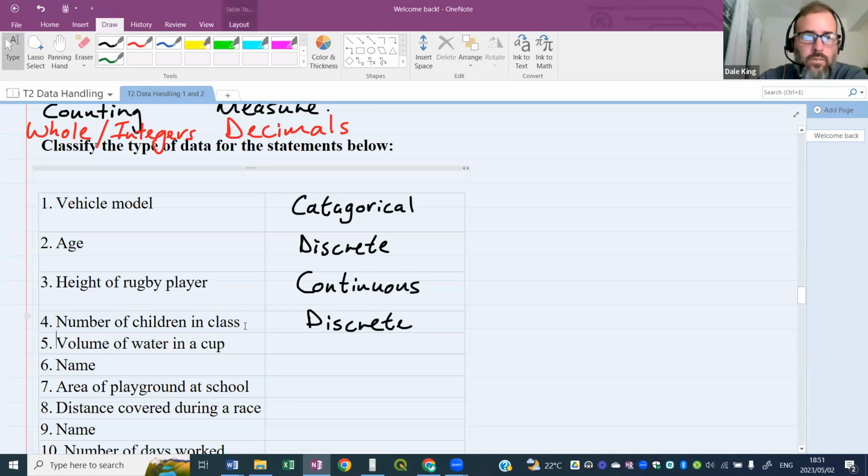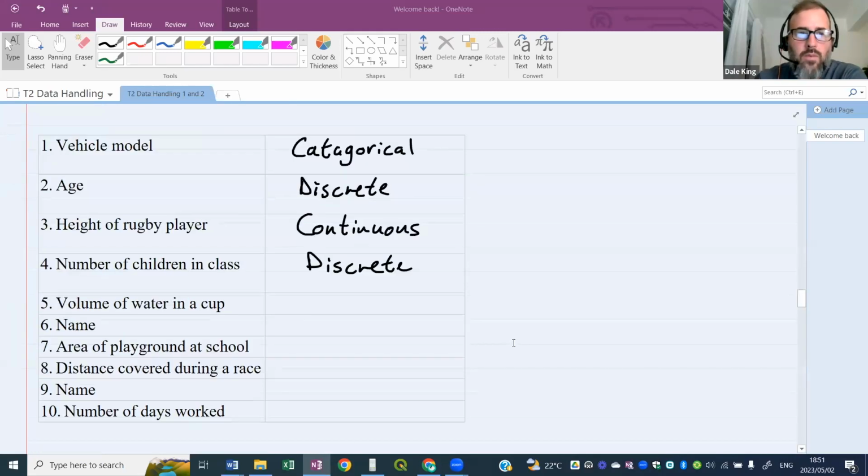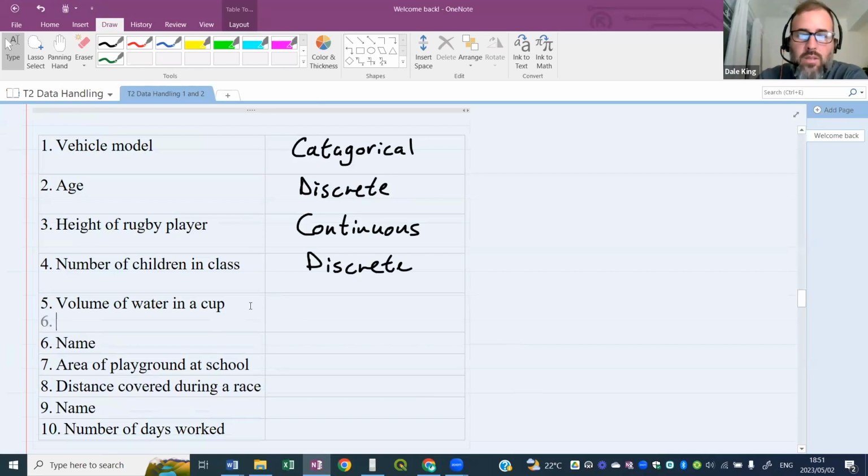Next one. The volume of water in a cup. All right, we've got a lot of answers popping up now. Good job. Well done. Because you can measure the water in a cup, and you can get decimal places when you measure, like 1.75 liters or 0.72 liters in the cup. That has to be continuous.